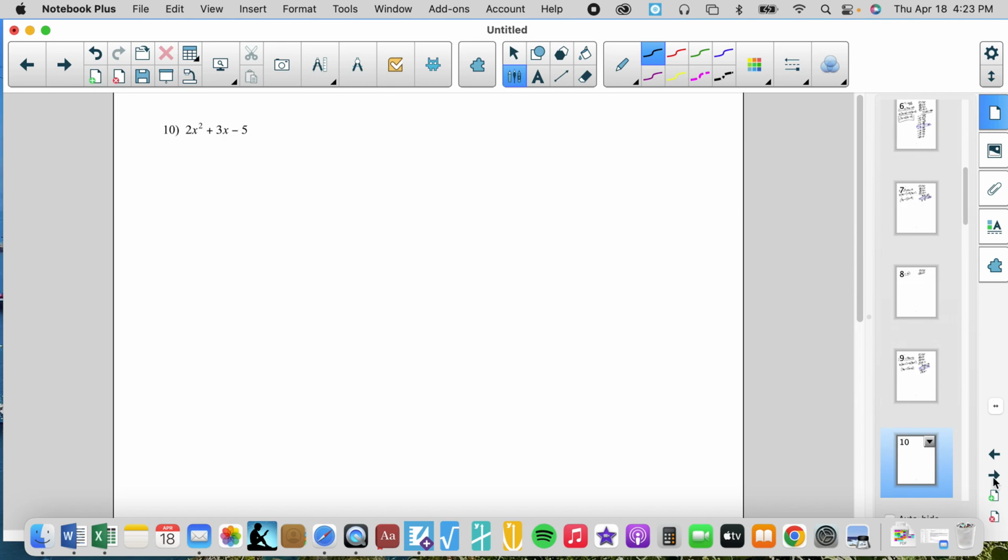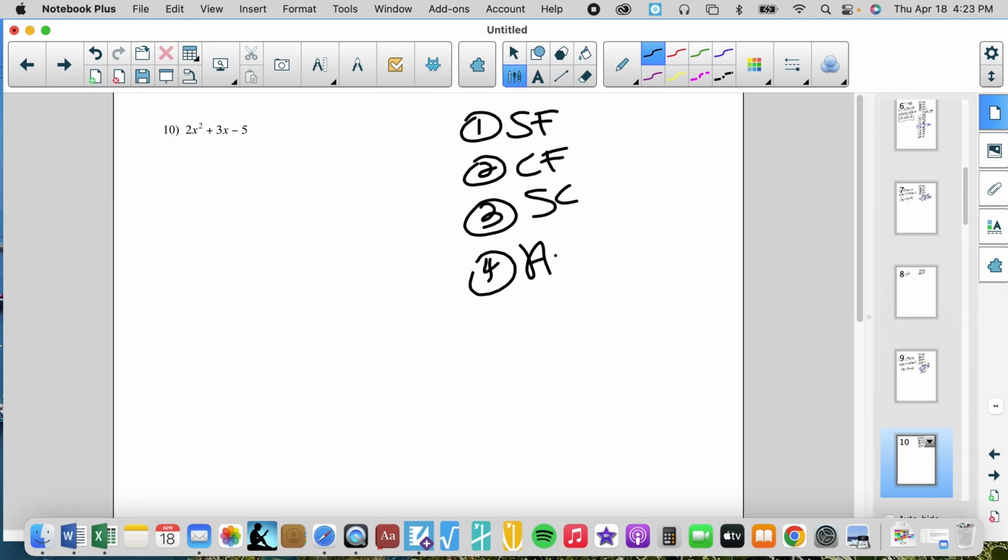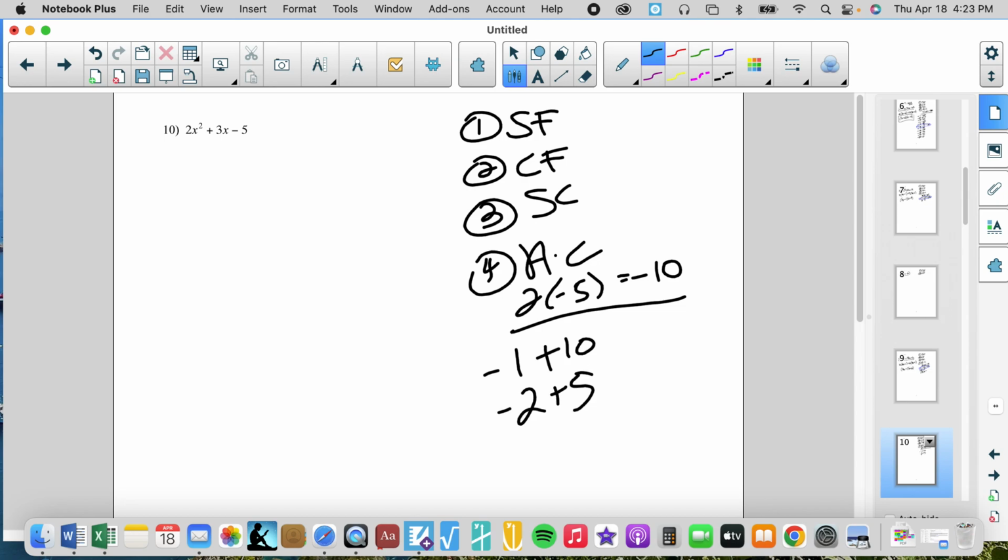Number 10 of 31. Standard form, yes. Common factor, no. Special case, no. A times C: 2 times negative 5 is negative 10. 1 and 10, 2 and 5. Signs are different. Bigger is positive. That's 9, that's 3. That's my middle term.